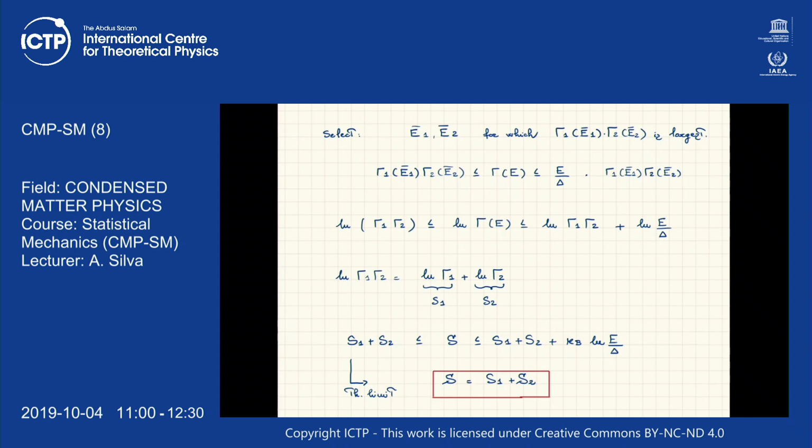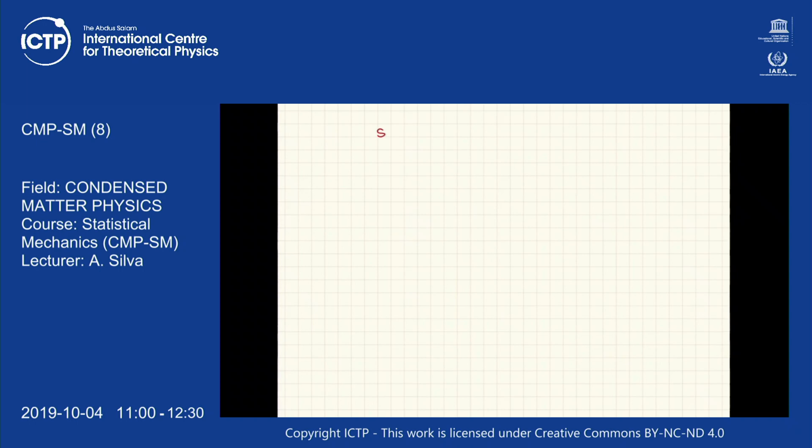Now we can continue with showing why this argument is interesting in my opinion, because notice one important thing here. The way I wrote this entropy is a bit imprecise. What I should write is S of E is equal to S1 of E bar 1 plus S2 of E bar 2. What are E bar 1 and E bar 2? These are the two energies for which gamma 1 times gamma 2 was maximum. Okay? That was my requirement.